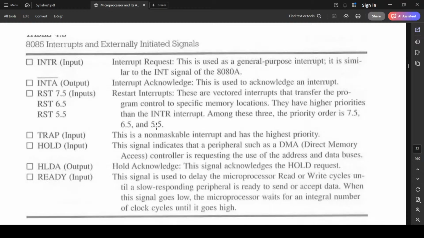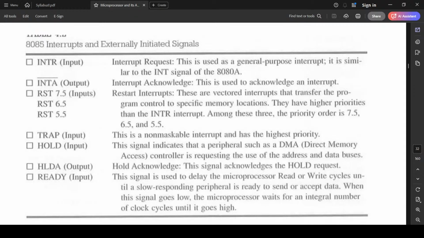Next slide. Guys, this is going to be a little more deep. What does INTR stand for? It is an interrupt request. R is request. INTR, interrupt request. This is used as a general purpose interrupt. It is similar to the INT signal of 8080A. I don't know anything about 8080A. So let's just ask our beloved Gemini.